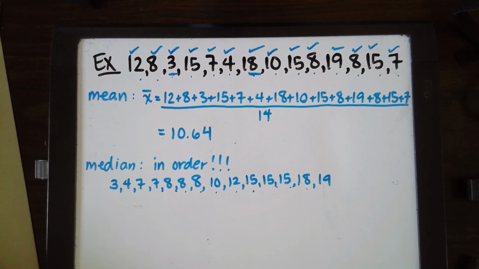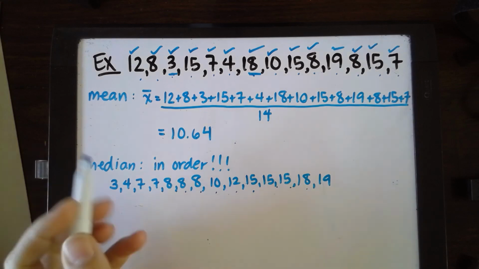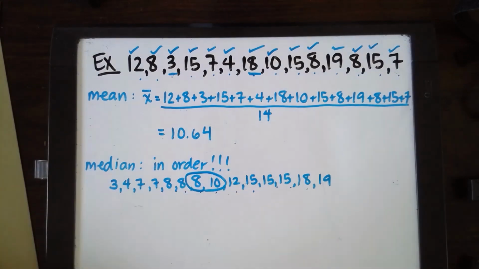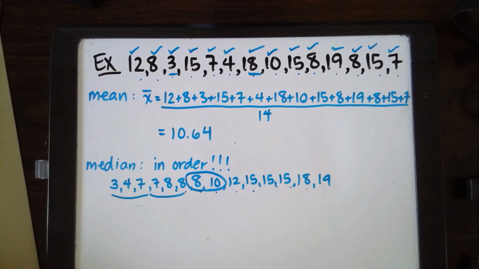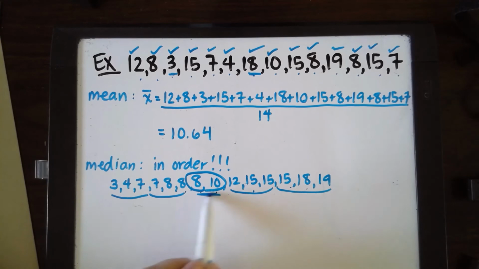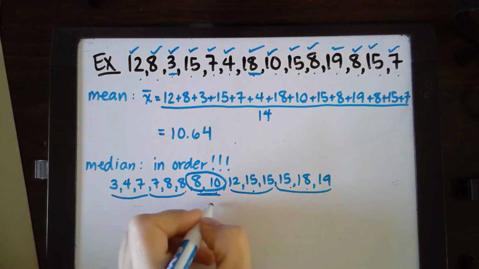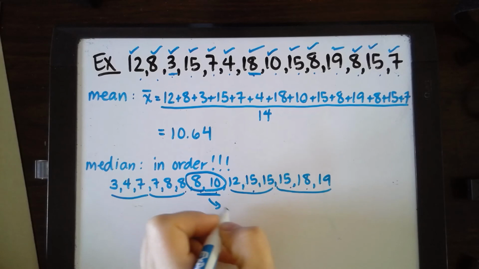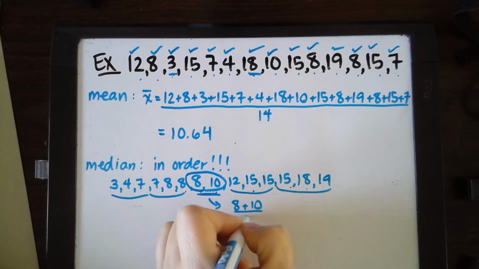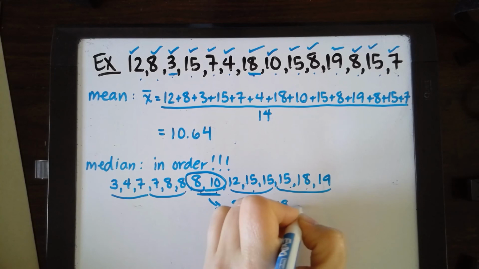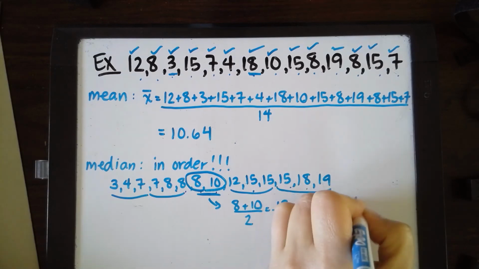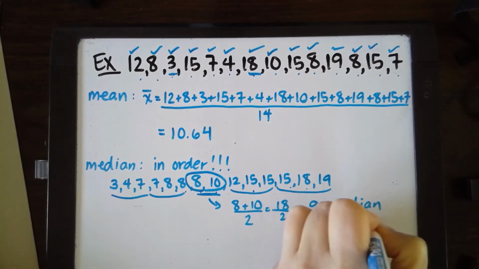So I need the middle numbers. When we have an odd amount of digits, it's really easy to find the middle number. But when we have an even number of digits, these two are actually in the middle, because we have 6 pieces of data on this side, and 6 pieces of data on that side. We need to find the average of these two. So 8 plus 10 over 2 is 18 over 2, which is 9. So our median value is 9.